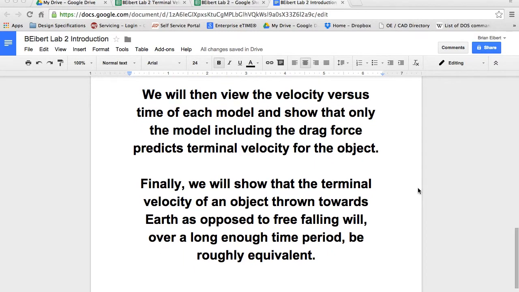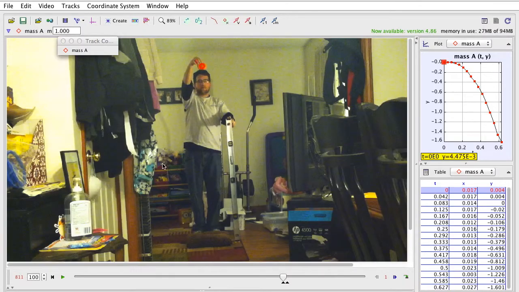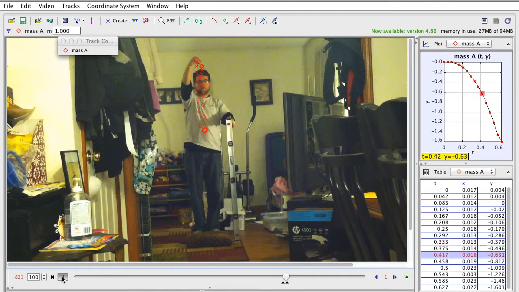Finally, we will show that the terminal velocity of an object thrown towards the Earth, as opposed to a free-falling object, will over a long enough time period have roughly the equivalent velocity, or terminal velocity. Here we see our video of an object falling towards the Earth. We'll play that. And we'll see that on the top right hand of the screen, the graph shows the change in the y-axis over the change in time.